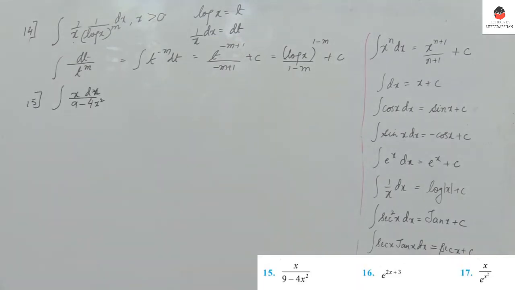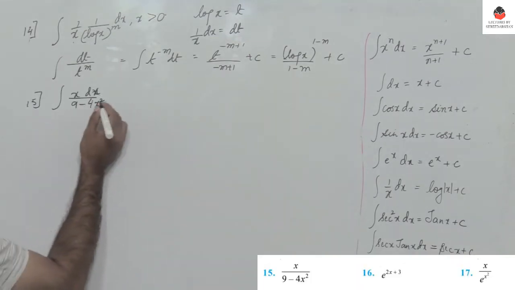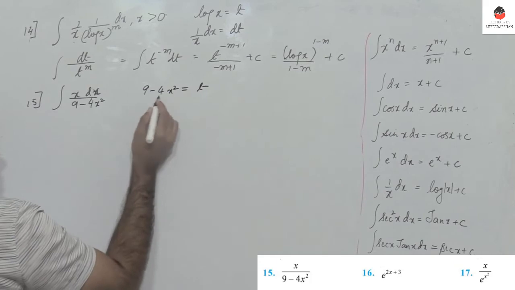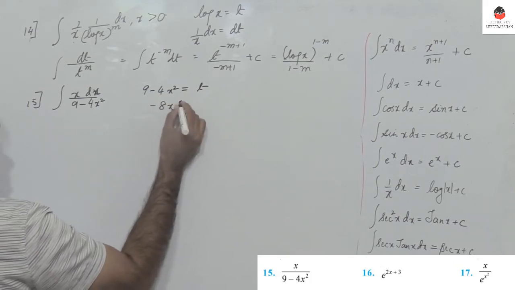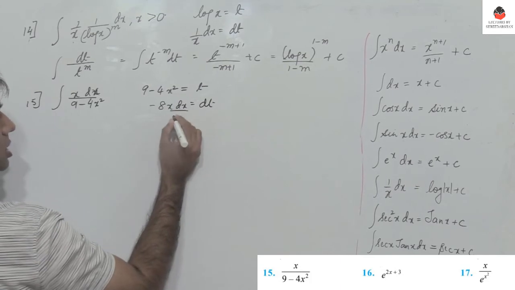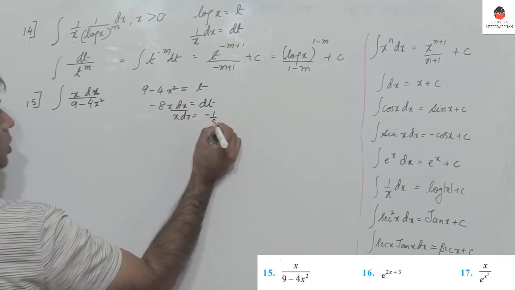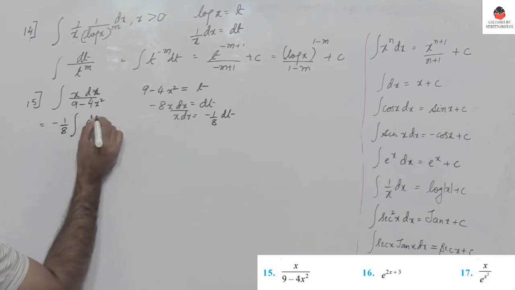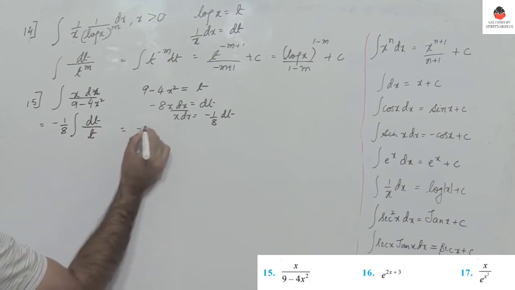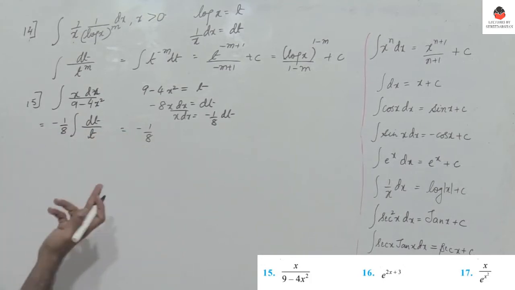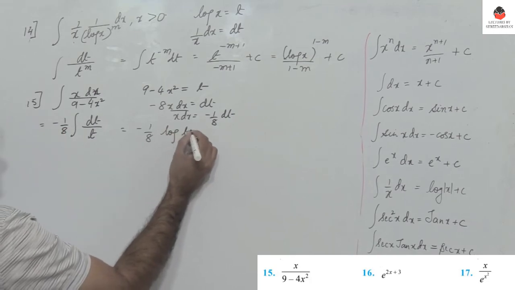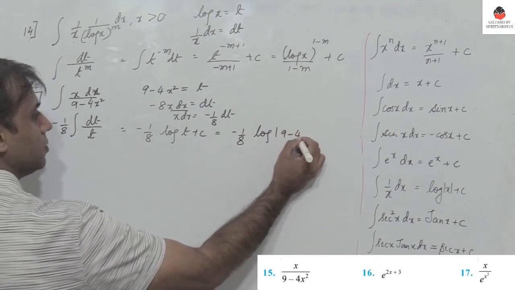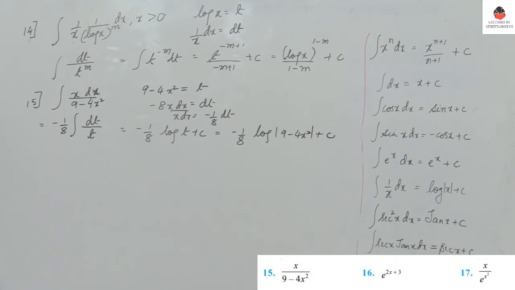So integral x divided by 9 minus 4x square dx. So again substitute 9 minus 4x square equals t. So when I differentiate this, I get minus 8x dx equals dt, or x dx is minus 1 by 8 dt, right? So you have minus 1 by 8 dt divided by t. So this is minus 1 by 8. So you know that integral of 1 by t is log t plus c, or it is minus 1 by 8 log of 9 minus 4x square plus c.